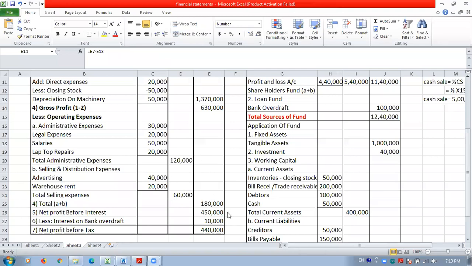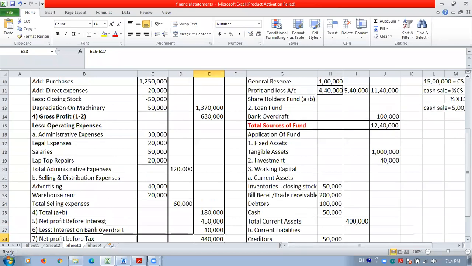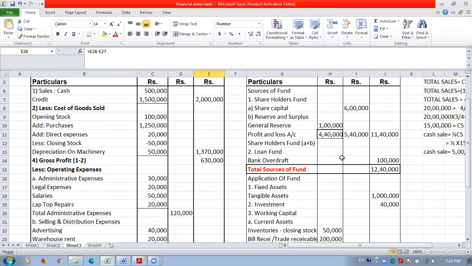We total those two items, administrative and selling and distribution expenses, as 1,80,000, and this 1,80,000 is deducted from gross profit, and we get the net profit before interest. Then we deduct the interest, and we get the net profit before tax. This net profit before tax should be transferred to the balance sheet and shown under the head reserves and surplus. 4,50,000 is shown under reserves and surplus as the profit and loss account for the current year. So this profit and loss statement is closed accordingly.